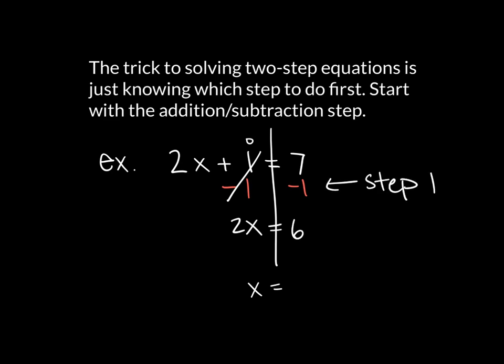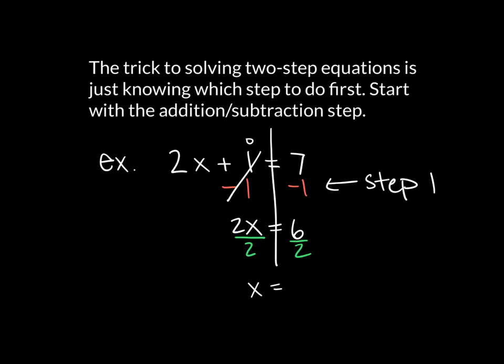Now for step 2. In order to isolate x, we need to take care of this 2. To eliminate the 2, we have 2 times x. We need to use the inverse of multiply, which is divide. So we are going to divide each side of the equation by 2.